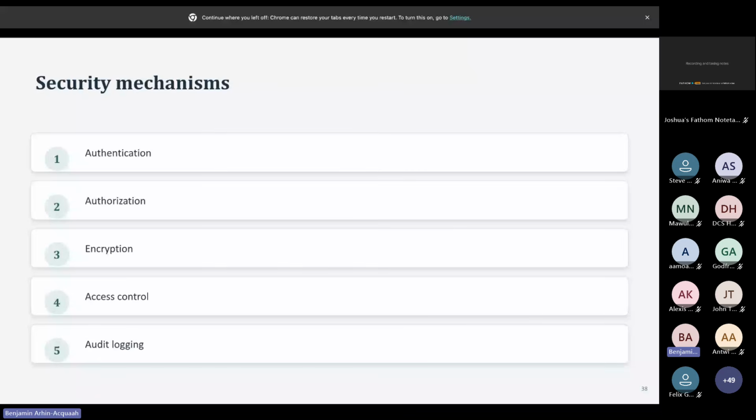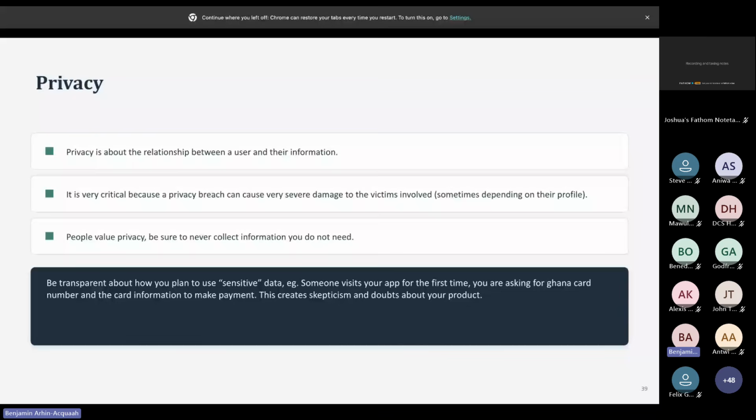Okay. So the next thing, privacy. Yeah, privacy. Okay, let's go through it. Privacy is essentially about the relationship between users and their information.